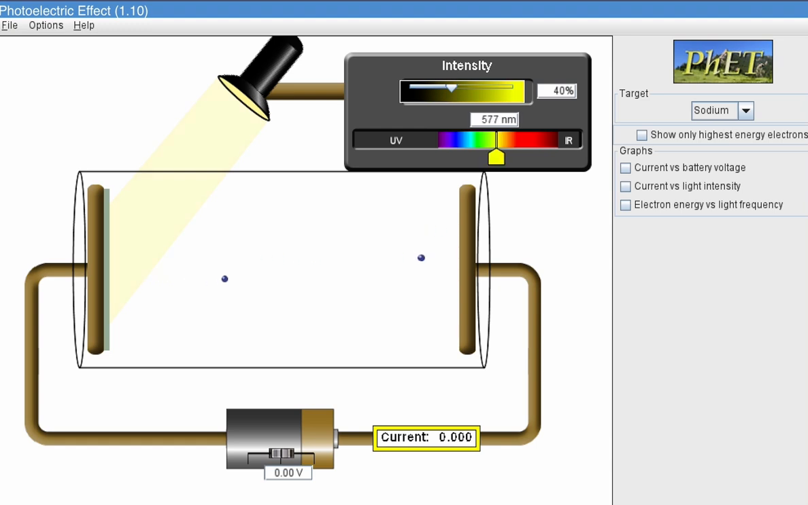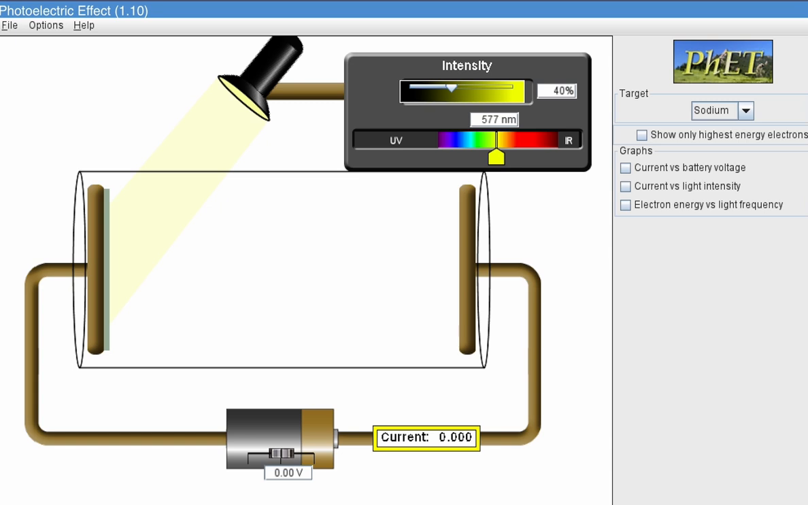I'm going for a yellow color. Let's just observe. It seems like there are no electrons or photoelectrons which are getting ejected. Now remember one thing. What did I do? I changed the frequency of light. So at this point, you might be asked about the investigative question. What might be the investigative question for this scenario?